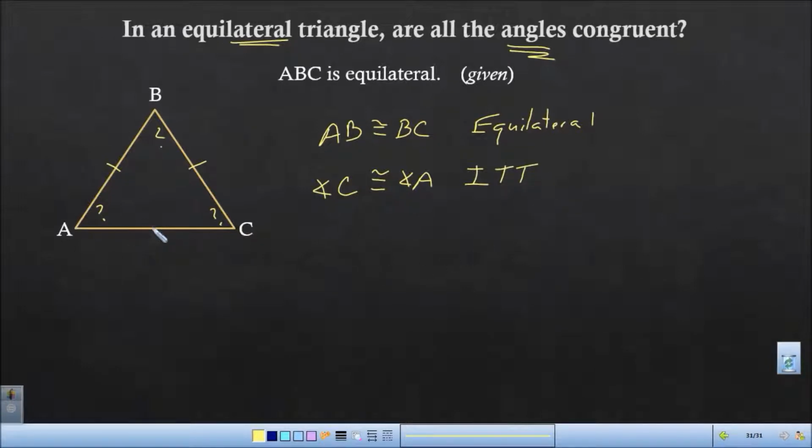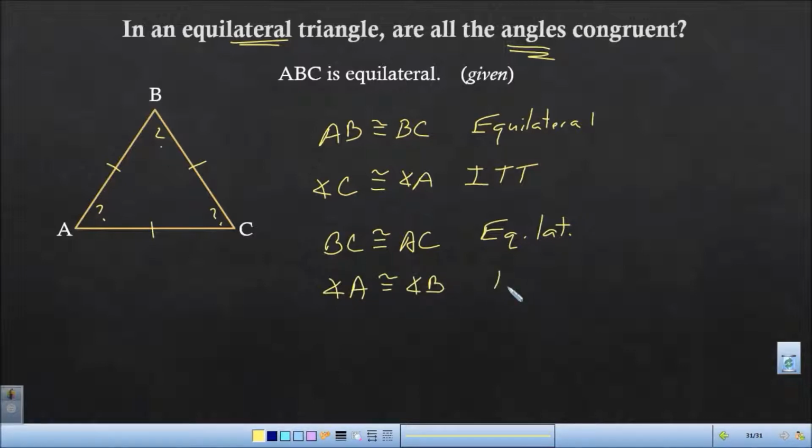I also know that BC is congruent to AC because we have an equilateral triangle. Well, the angle opposite BC is angle A. The angle opposite AC is angle B. This is the isosceles triangle theorem. So C is congruent to A, and A is congruent to B. That means that angle C is congruent to angle B by the transitive property. So are all the angles congruent? Yes, they are. And this is the proof.